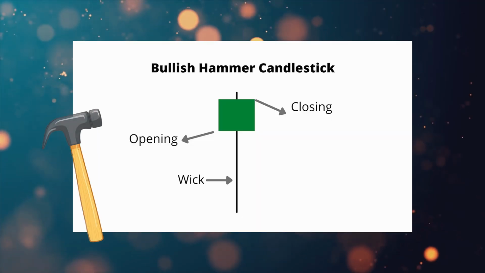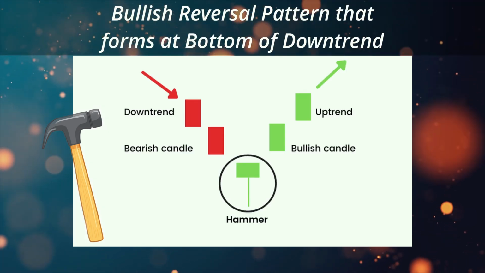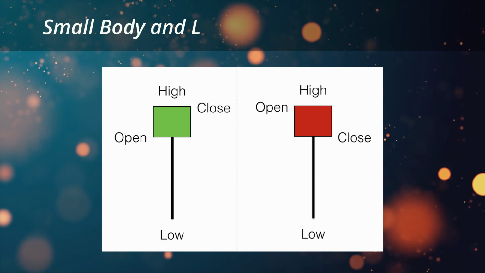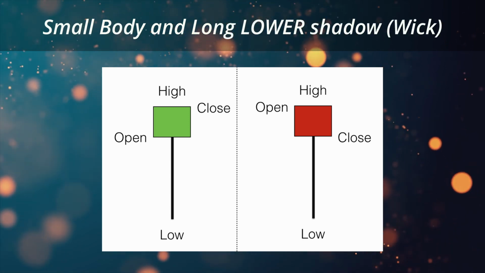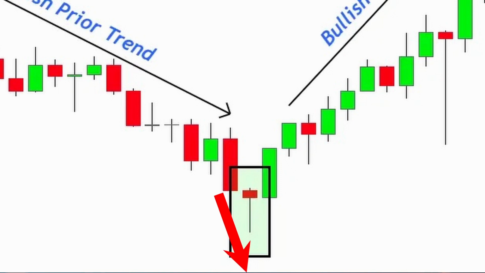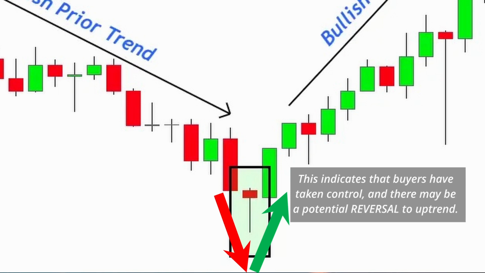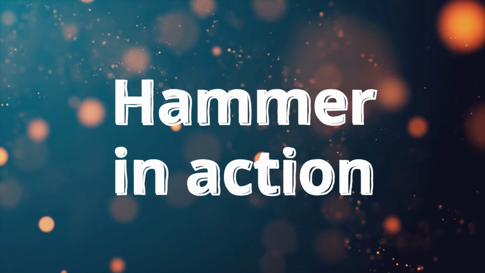Let's start with the hammer candlestick pattern. This pattern is a bullish reversal pattern that is formed at the bottom of a downtrend. It is characterized by a small real body and a long lower shadow. This pattern shows that the price opened at a high, then dropped significantly, but buyers came in and pushed the price back up, closing near the opening price. This indicates that the buyers have taken control and there may be a potential reversal to an uptrend. Here are some examples of hammer candlestick.